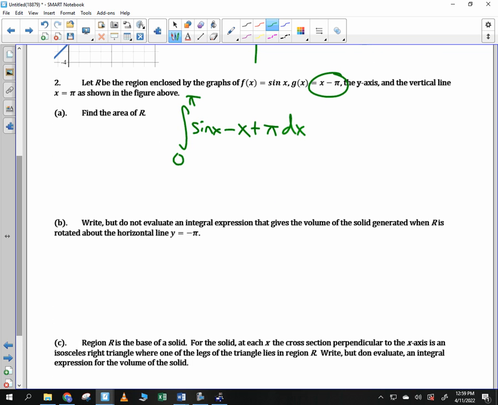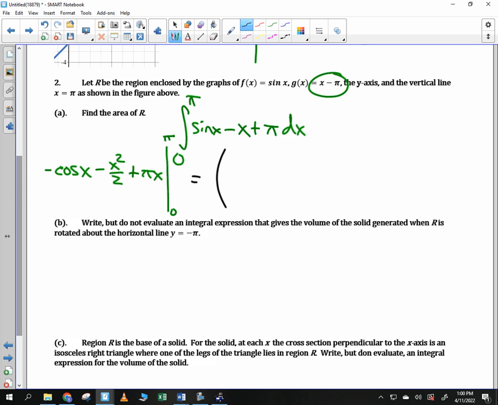Great, we want to find the area. Let's do it. Antiderivative of sine: negative cosine. Antiderivative of negative x: negative x squared over 2, plus pi x. Evaluated at what spots? Pi and, okay, let's take this little by little. You might think that this looks ridiculous. No, this is the way they'll ask the problem, okay?